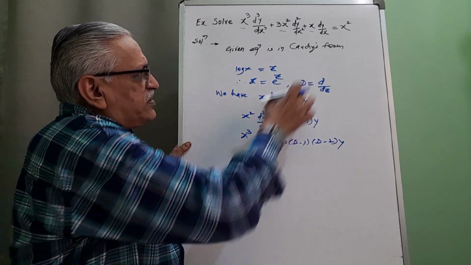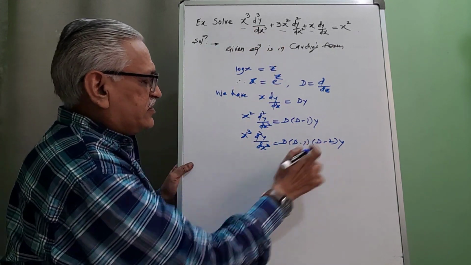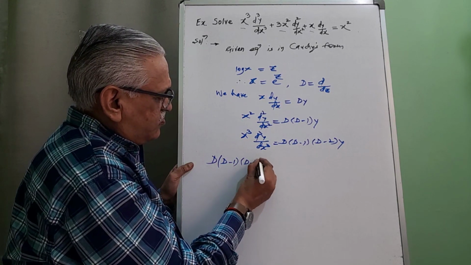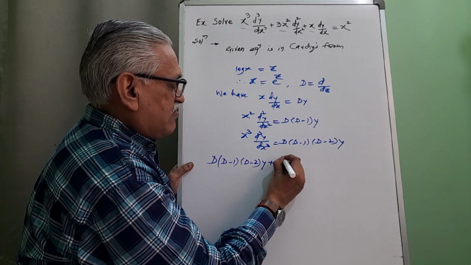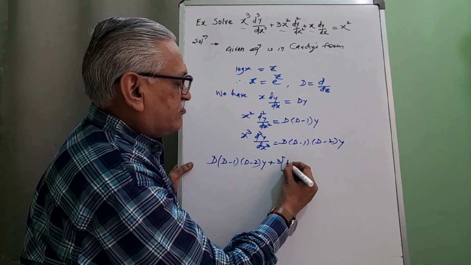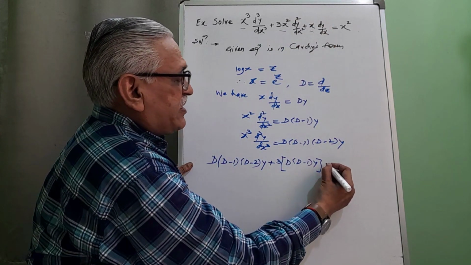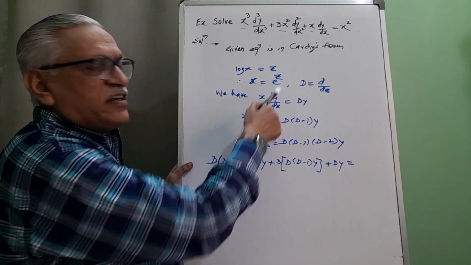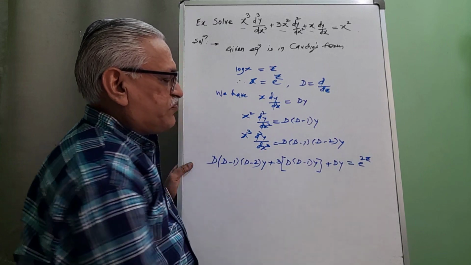And therefore substituting all this in the given equation, the equation becomes: we replace x cube d cube y by dx cube by D into D minus 1 into D minus 2 into y, plus 3 times the value of x square d2y by dx square, which is D into D minus 1 into y, plus x dy by dx as Dy, and that is equal to x square, but x is e raised to z and its square, and therefore it becomes e raised to 2z.